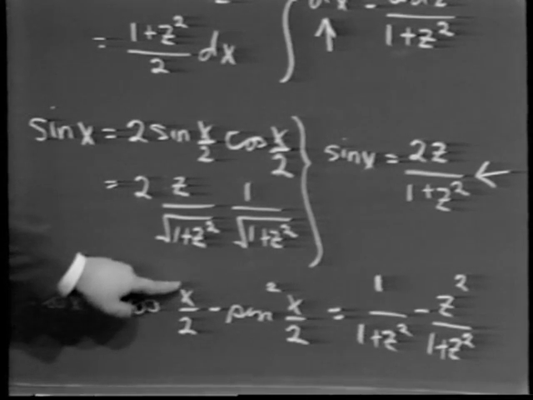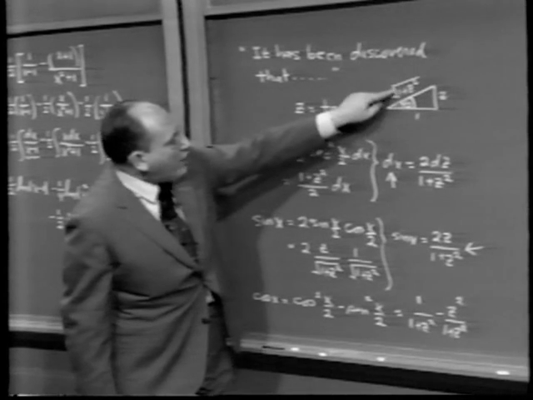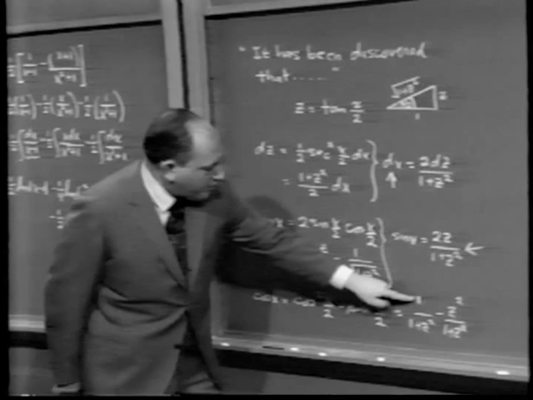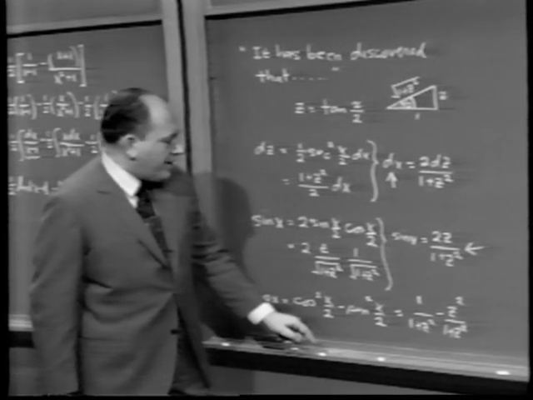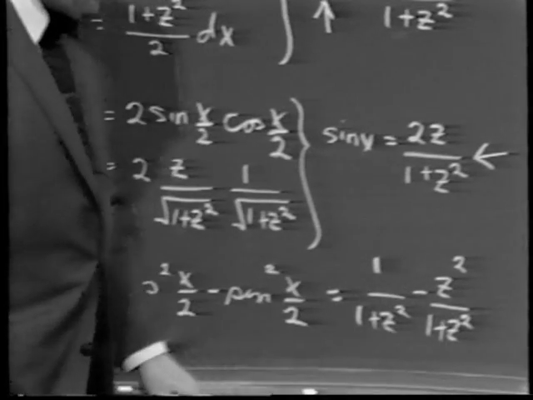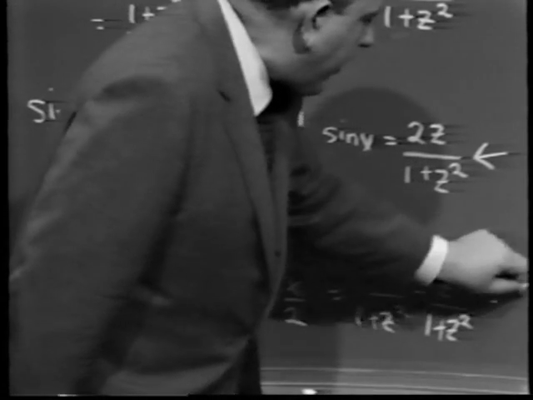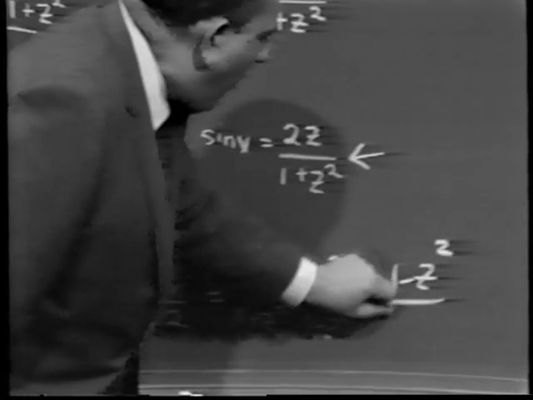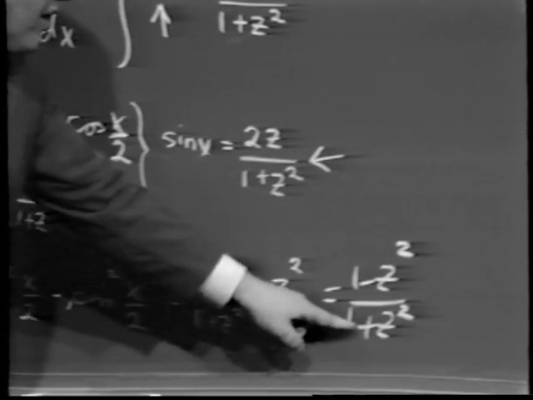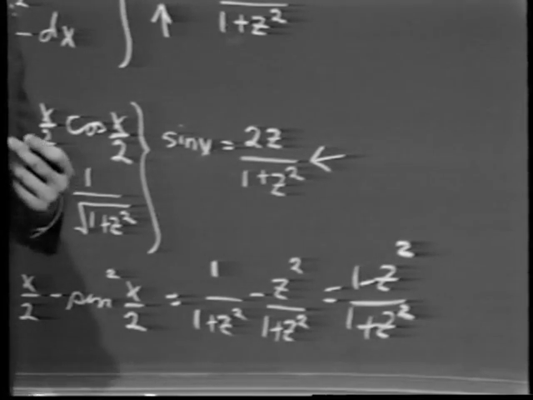Well, cosine x over 2 is just 1 over the square root of 1 plus z squared, so cosine squared x over 2 is just 1 over 1 plus z squared. Similarly, sine squared x over 2 is just z squared over 1 plus z squared, and what we find is that cosine x is 1 minus z squared over 1 plus z squared. And again, what's happened? Cosine x is now expressible as the quotient of two polynomials in z.